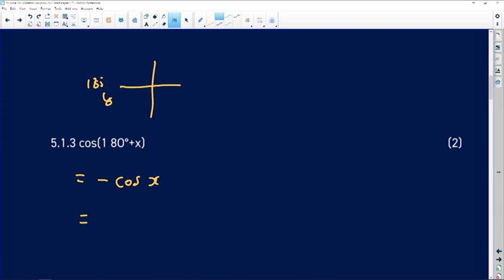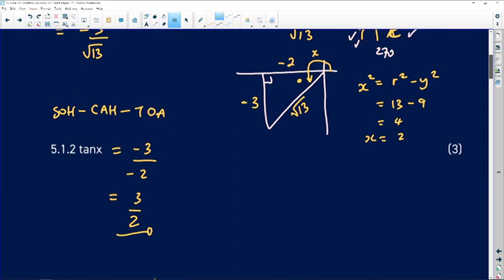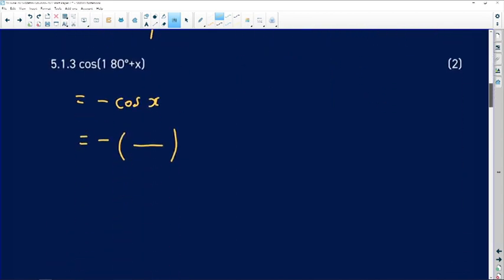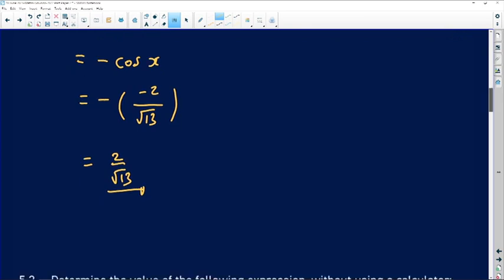Now once I've worked that out, I know cos by definition is the adjacent side divided by the hypotenuse. So I'm going to go back to my drawing and look at the adjacent side. It's negative 2 divided by the hypotenuse, which is root 13. So while I have negative 2 adjacent over hypotenuse, which is root 13, I'm getting a solution that happens to be positive 2 divided by the square root of 13 as the numerical value to that particular reduction.